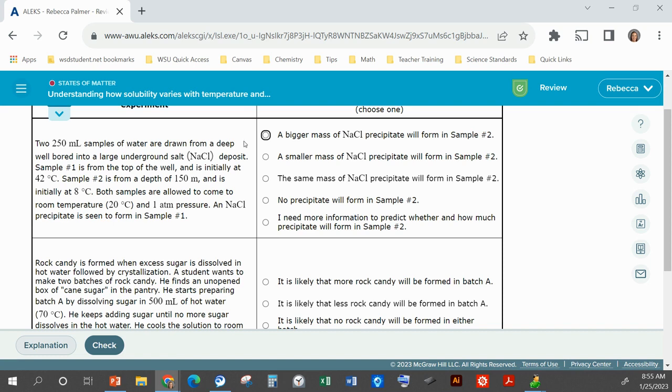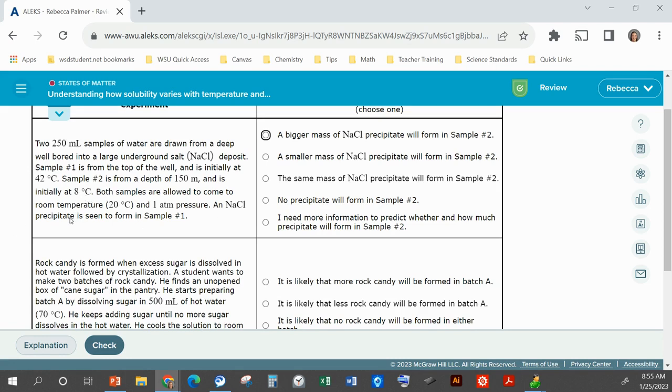250 milliliter samples are drawn from a deep well bored into a sodium chloride deposit. Sample 1 is from the top of the well at 42 degrees Celsius. Sample 2 is from a temperature of 8 degrees Celsius. Both samples are allowed to come to room temperature. So note, this one is going down. This temperature will decrease. This temperature will be increasing.